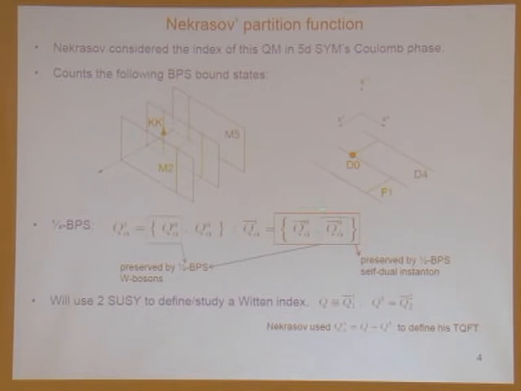So I'm going to study some states preserving this kind of supersymmetries. And among these, I'll be specifically referring to these two supercharges to define and calculate the index, among which the following linear combination is used by Nekrasov to first define his topological quantum field theory, from which he calculated everything.